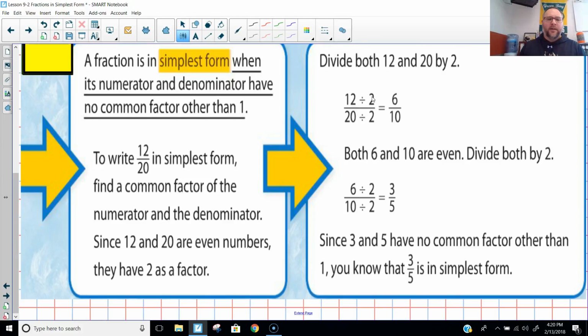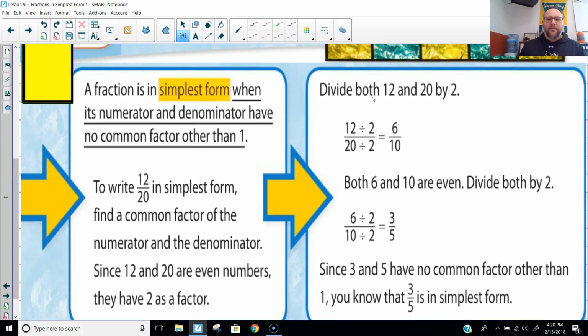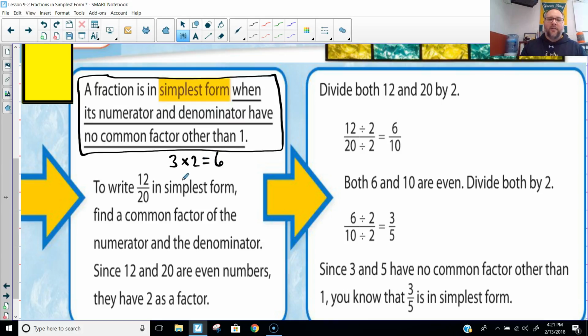And the first thing I'm going to do here is talk about the definition of a fraction in its simplest form. So what does simplest form mean? Well, a fraction is in its simplest form when its numerator and denominator have no common factors other than 1. And remember, a factor is a number that we multiply to get a product. So in the math sentence 3 times 2 equals 6, our factors are the 3 and the 2. So factors are numbers that we multiply to get a product.